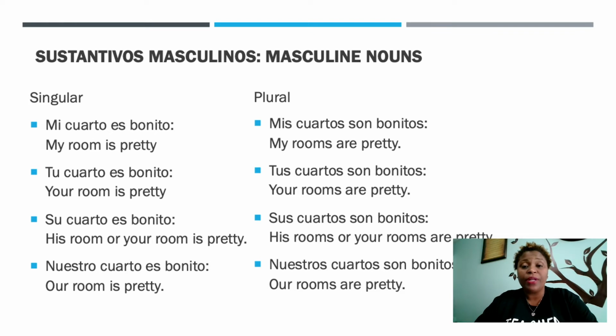Your rooms are pretty. Tus cuartos son bonitos. His rooms or your rooms are pretty. Sus cuartos son bonitos.